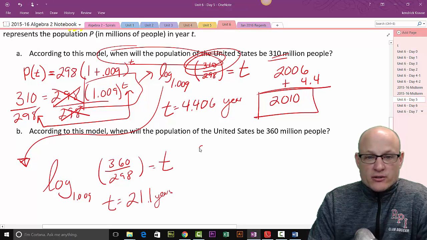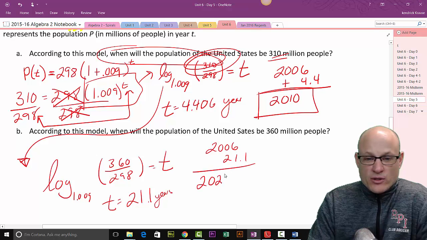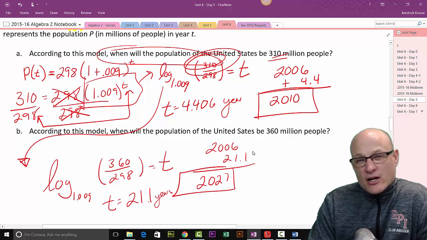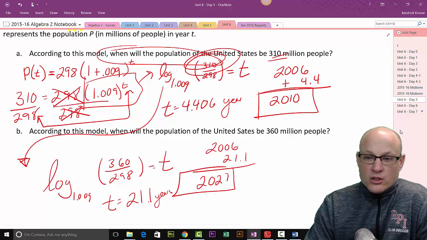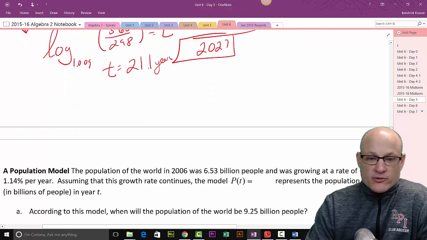So we'll take 2006, and we'll add 21.1 years, and that puts us in 2027. So during 2027, our population will reach 360 million.